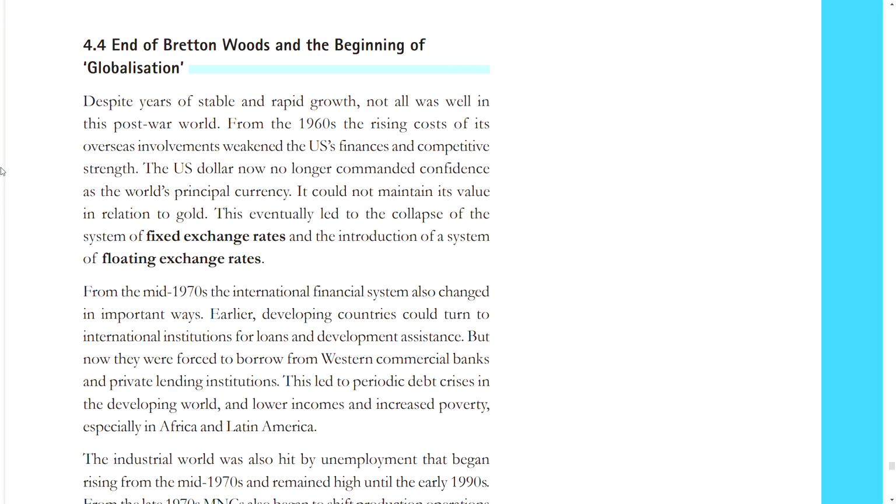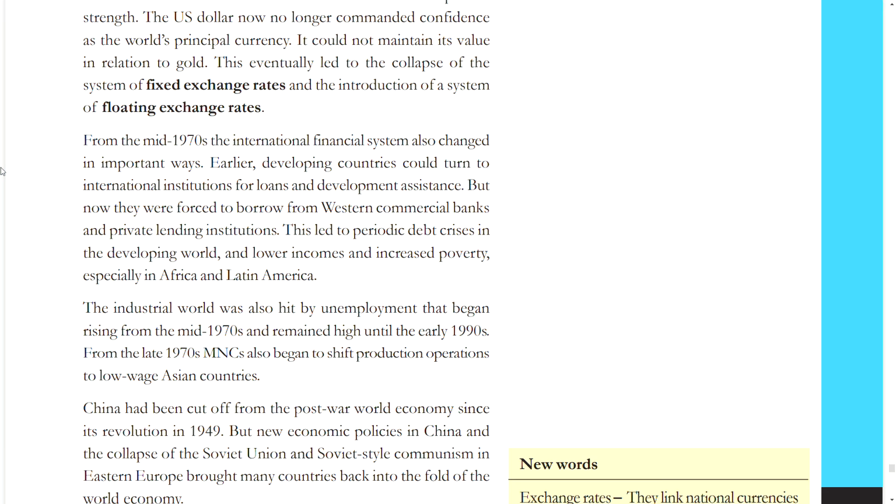From the mid-1970s, the international financial system also changed in important ways. Earlier, developing countries could turn to international institutions for loans and development assistance, but now they were forced to borrow from Western commercial banks and private lending institutions. This led to periodic debt crises in the developing world and lower incomes and increased poverty, especially in Africa and Latin America. The industrial world was also hit by unemployment that began rising from the mid 1970s and remained high until the early 1990s. From the late 1970s, MNCs also began to shift production operations to low-wage Asian countries.